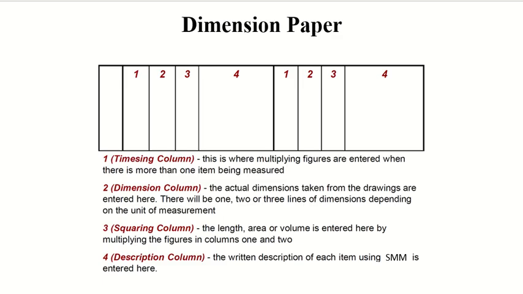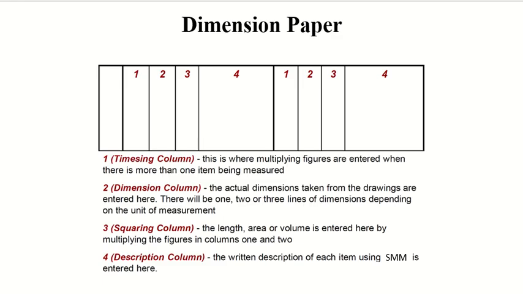Time sync means multiplying. You write the numbers here. How many times? So you have a beam and you have 3 beams which are of the same type, so they will multiply by 3, right? If there is an item which is repeated, the number of repetitions, the number of copies, will go in column number 1.